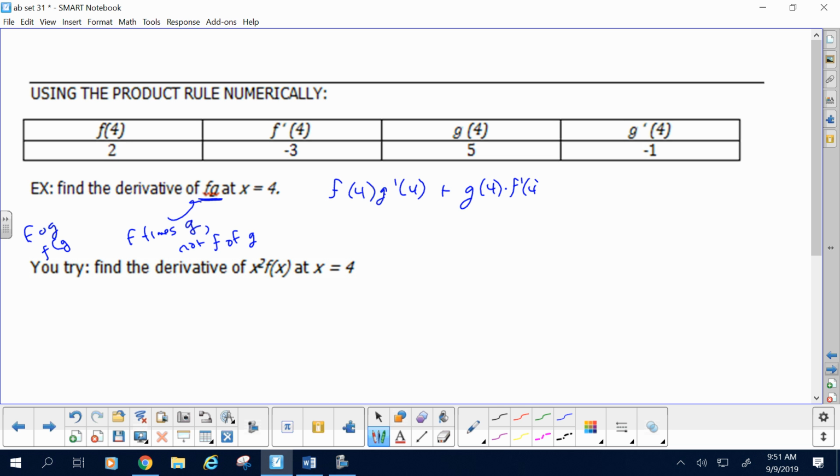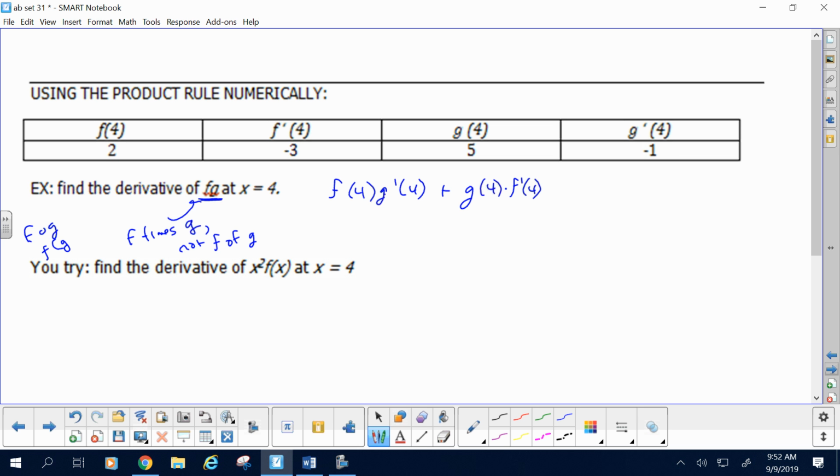f prime at 4. No matter how good you are, no matter how many times you do this and get comfortable, that's still your first step. If I give that to Ms. Cannon, that's still her first step. She does not go straight to the table. I don't care how good you are. You always show before you go to a table, hey, this is the calculus. Now I go to the table.